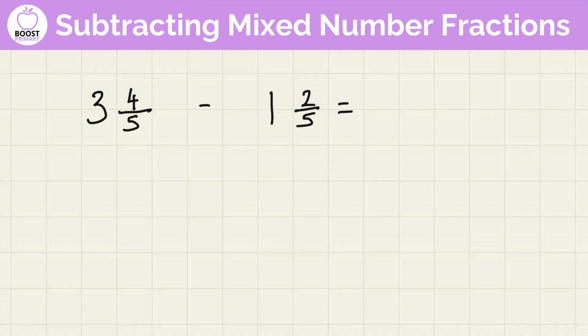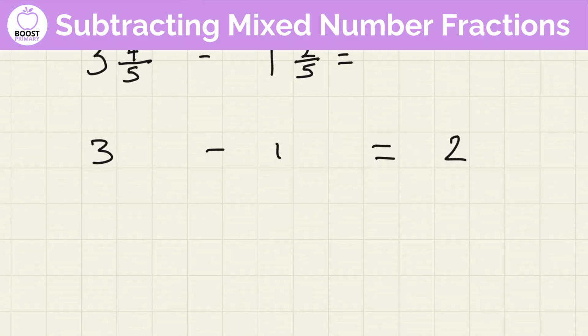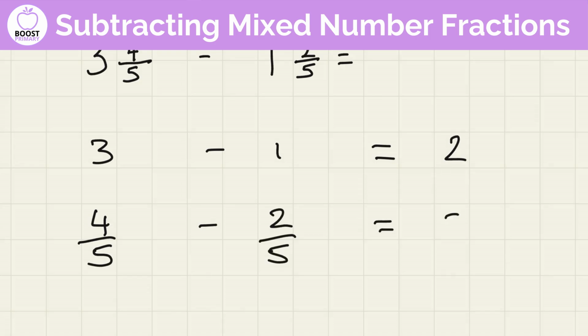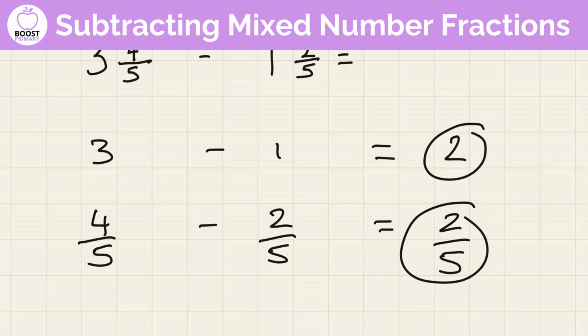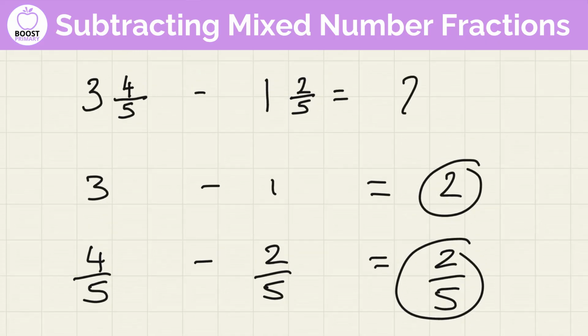I'm going to solve this using partitioning. First I'm going to subtract one whole number away from the other. 3 take away 1 is 2. Next I'm going to look at the fraction part. 4/5 take away 2/5 equals 2/5. The final thing for me to do is to put both parts of my answer back together again. My final answer is 2 2/5.